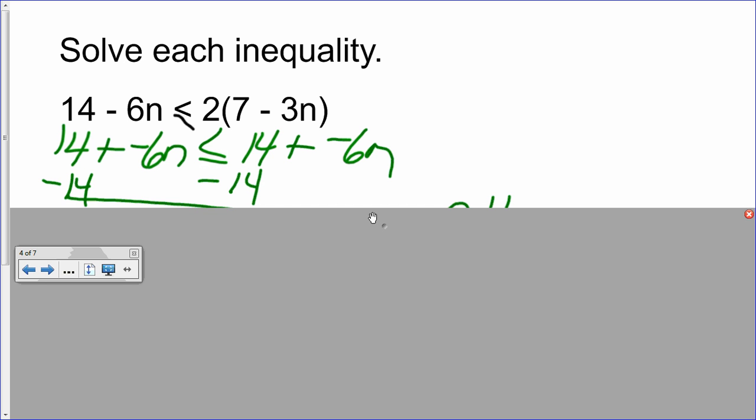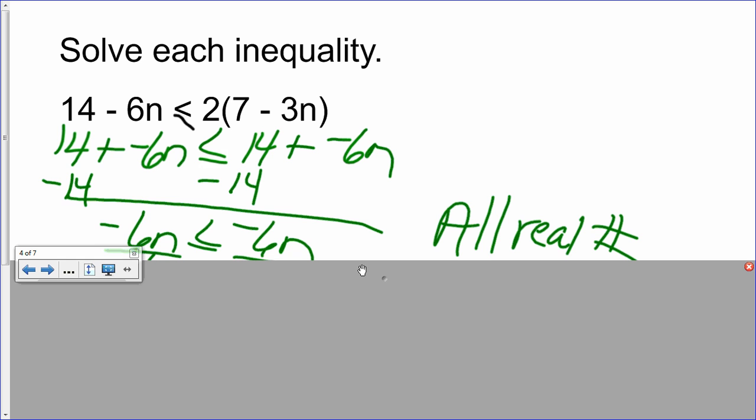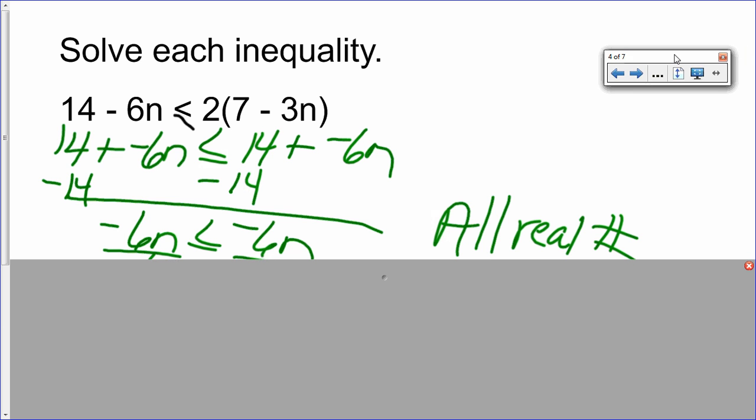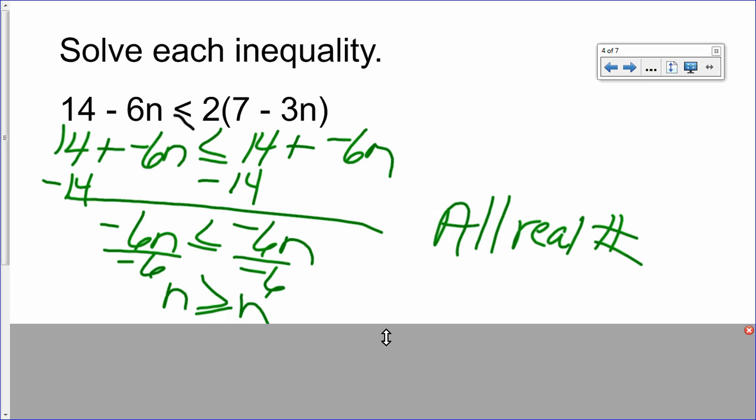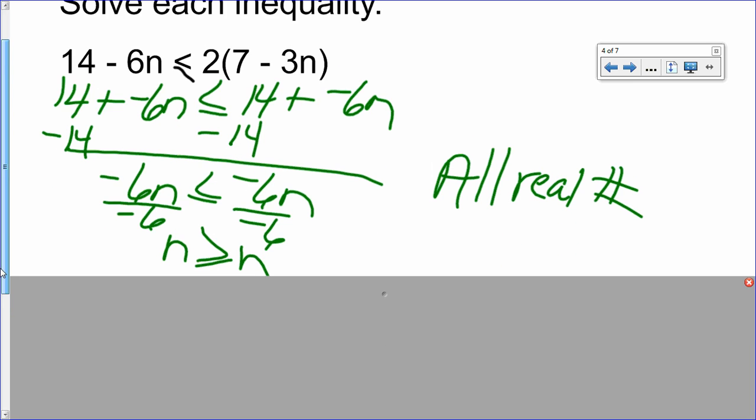Subtract 14 from both sides, and we're left with negative 6n is less than or equal to negative 6n. Divide each side by negative 6, and we get n is greater than or equal to n, which is a true statement. Therefore, all real numbers will satisfy the solution.